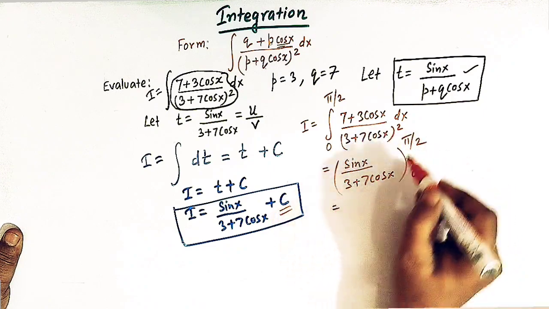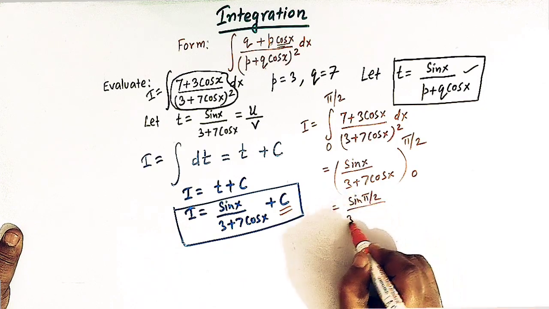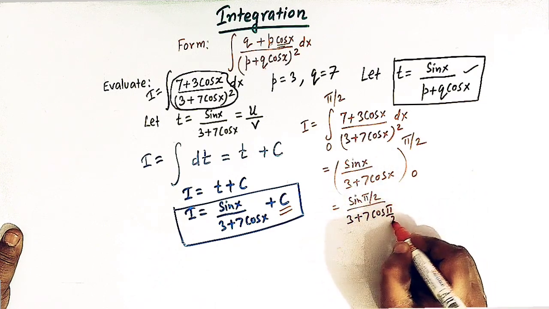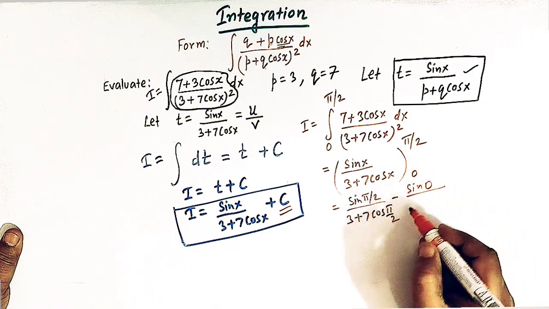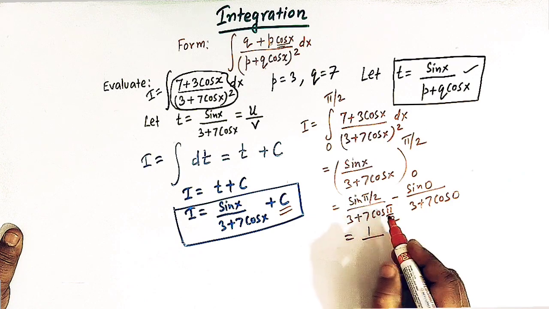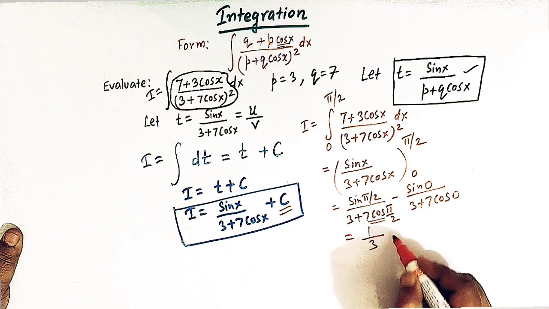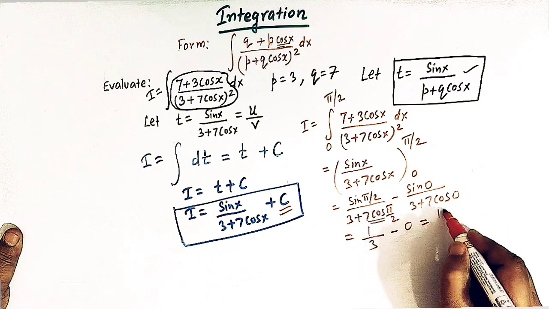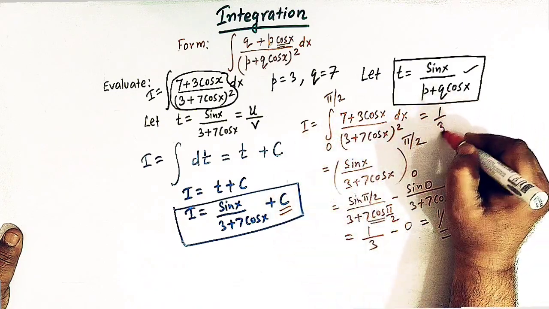So we'll simply write sine x over (3 plus 7 cos x), and the limits are from 0 to pi by 2. So when we take here pi by 2, so sine pi by 2, and then we have 3 plus 7 cos pi by 2, and then we have minus sine 0 over 3 plus 7 cos 0, taking the lower limit. So sine pi by 2 is 1 and cos pi by 2 is 0. So this term goes to 0. So here we have simply 3, and here sine 0 is 0. So this entire term disappears. So we have simply 1 over 3, right? So the value of this integral is given by 1 over 3.